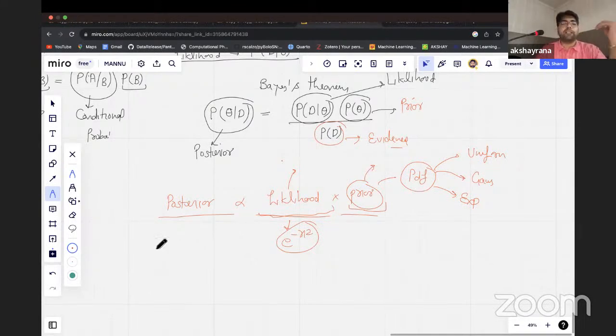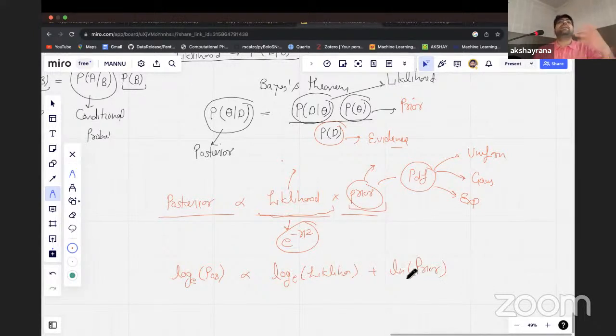So wouldn't it be better if I take the logarithm of both sides? Log of posterior will be proportional to log, base e, or ln, whichever you want to write, of the likelihood plus ln of the prior. So log likelihood plus log prior.